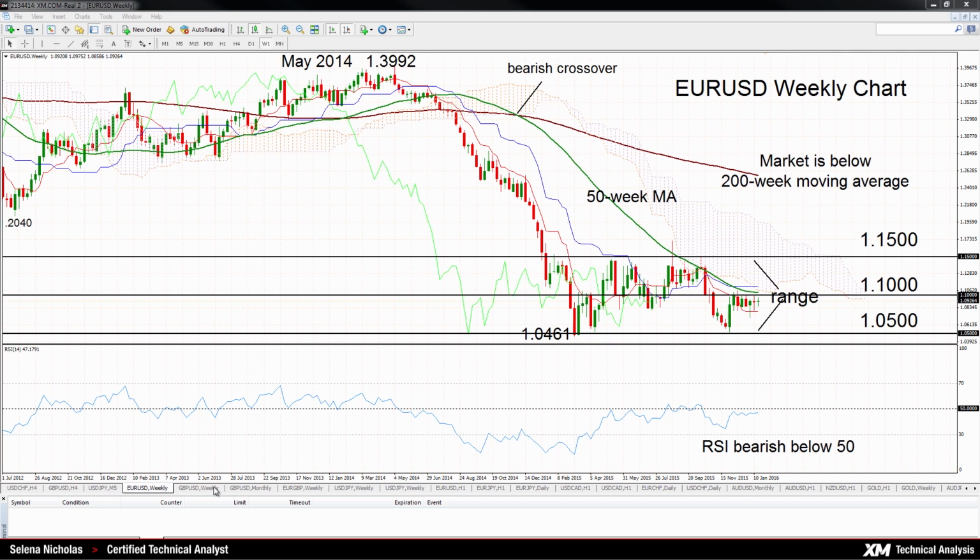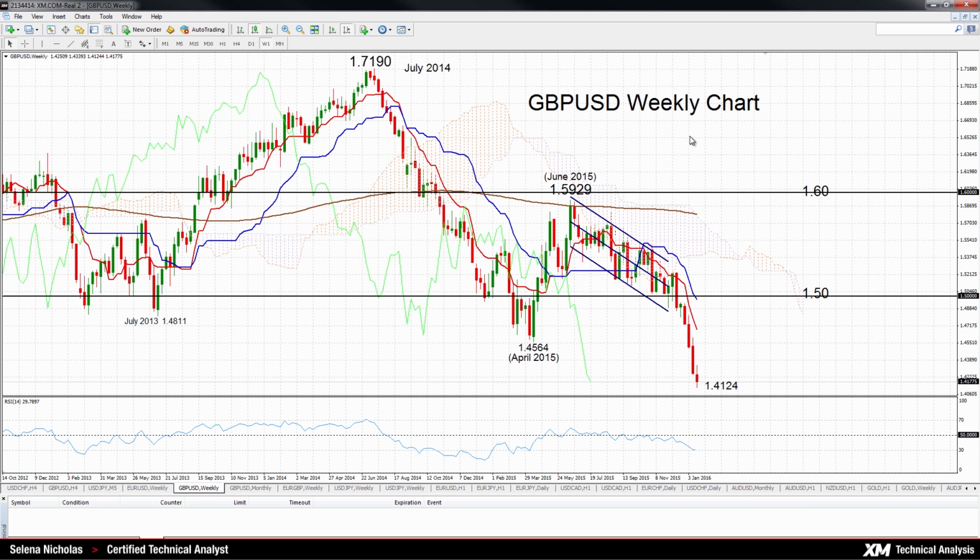Let's take a look at GBPUSD on the weekly chart now. Cable has started the new year in a very bearish mode. GBPUSD has been making lower lows and lower highs since declining from the June 2015 high of 1.5929. It was declining in a downward channel, and the pair broke outside of it and fell sharply in the first 2 weeks of 2016.